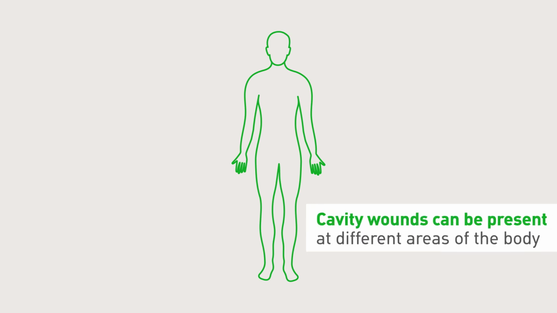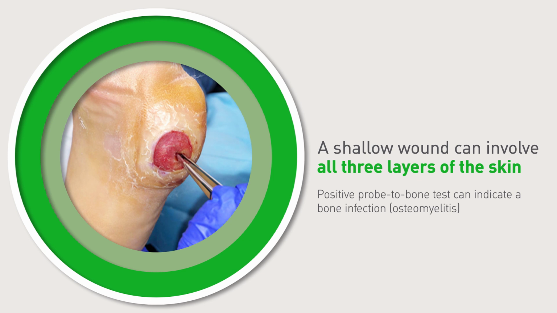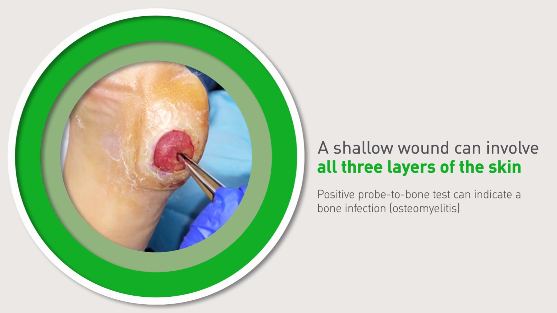For example, a cavity wound can be present in different areas of the body. The depth of a wound is not necessarily a sign of severity. For example, a shallow wound may involve all 3 layers of the skin and have a positive probe-to-bone test.